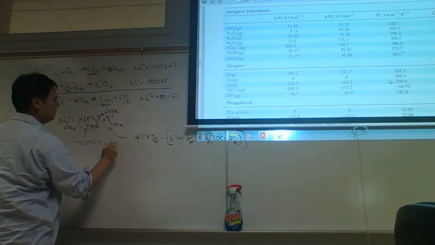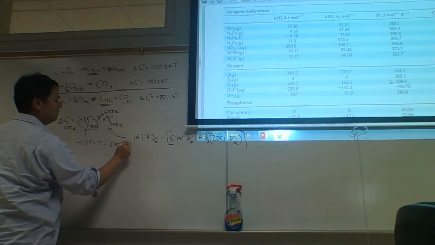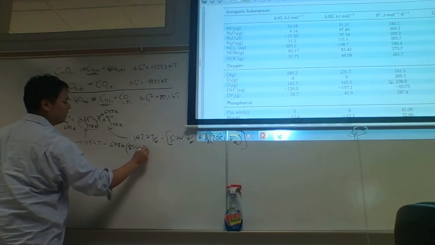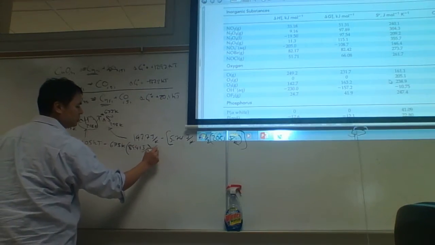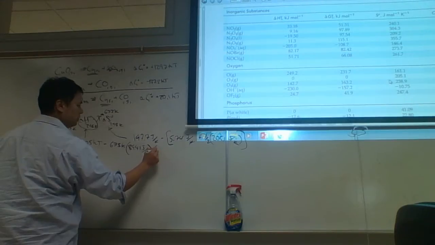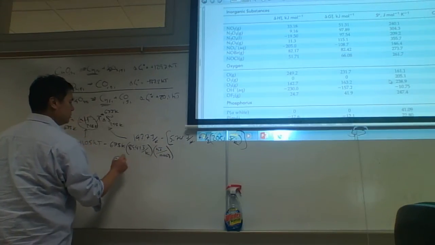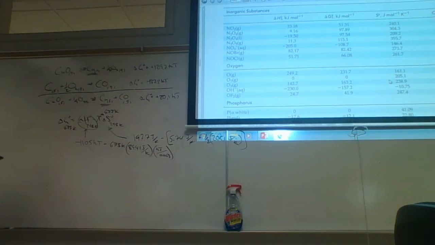Minus 673 Kelvin times 89.41 joules per Kelvin, and then we got to convert it into kilojoules. And so a kilojoule is 1,000 joules. And so let's see what this comes out to. Times 673 divided by 1,000. Minus 110.5.